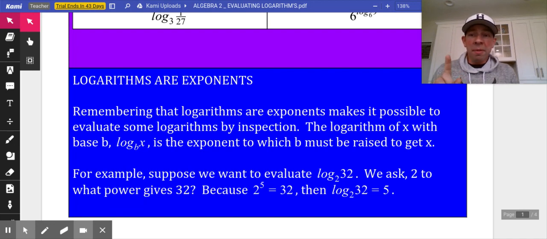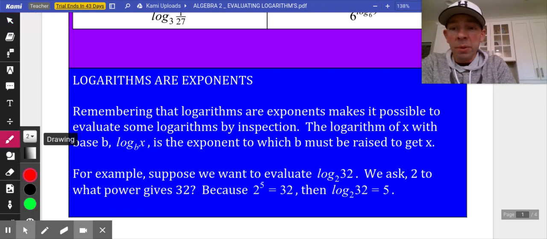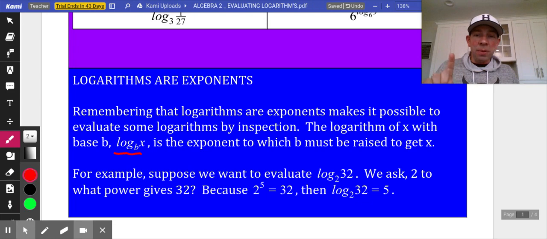The logarithm of x with a base b, and normally we would just say log base b of x, is the exponent to which b must be raised to get x as your answer. Okay, so let's sort this out. What did that all mean?